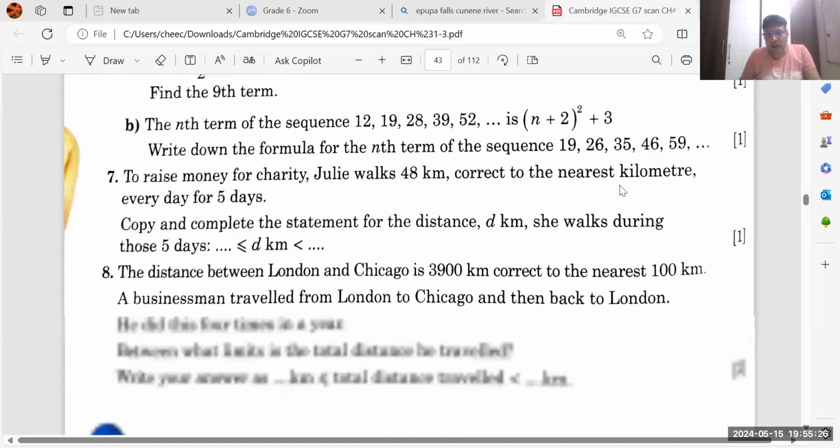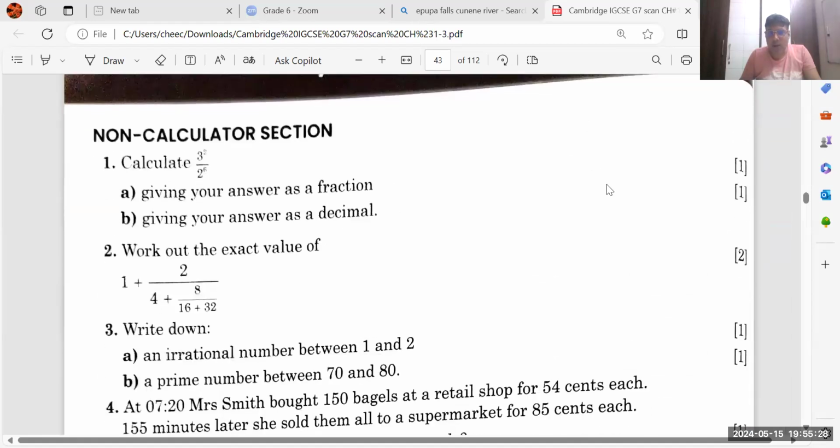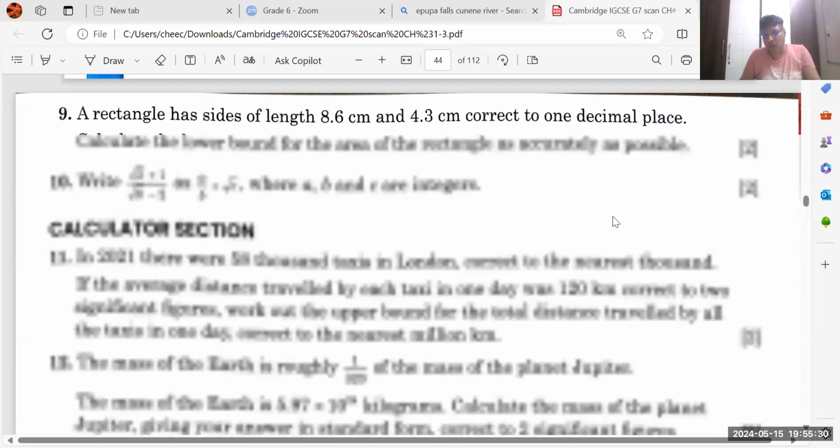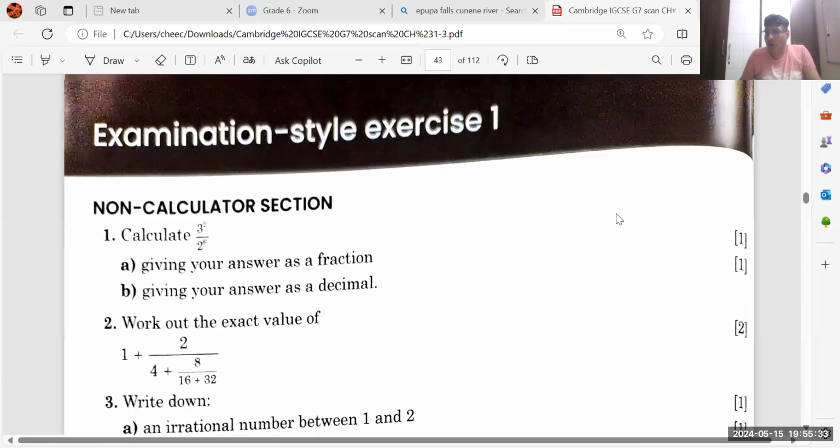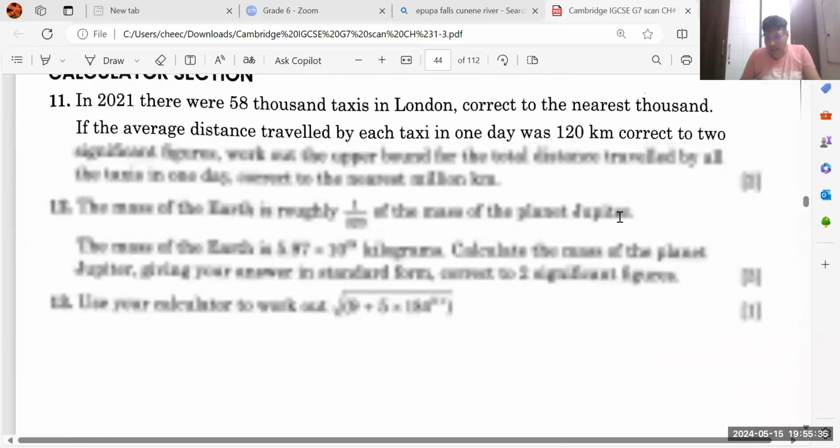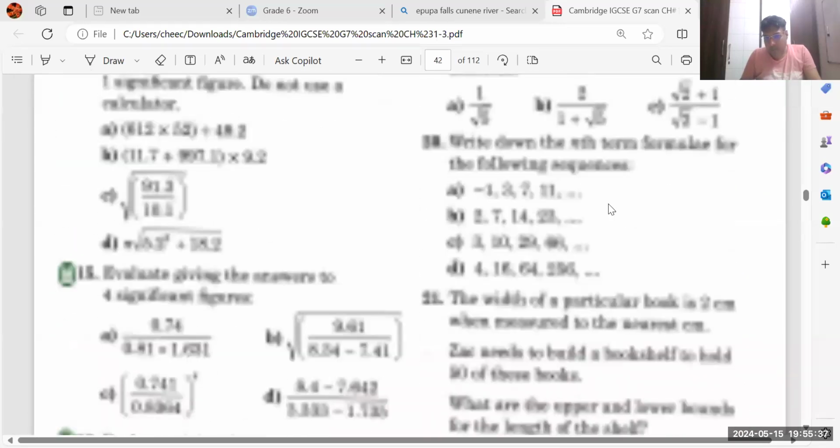So today you have to do this exercise, the non-calculator section from 1 to 10, for homework. All right, you can leave the calculator section. So we can practice rationalization, which we were practicing in the last class. Any other topic that you guys are facing a problem with? No, sir. That's great.